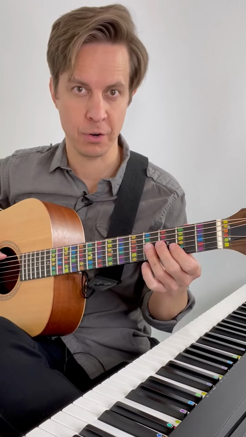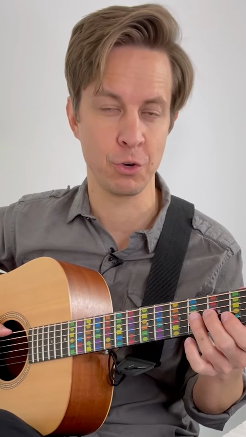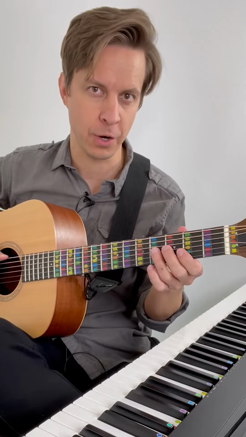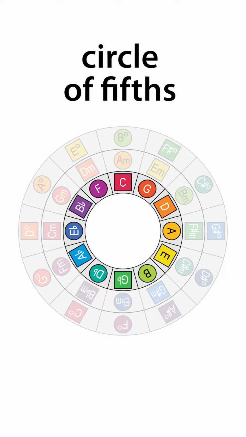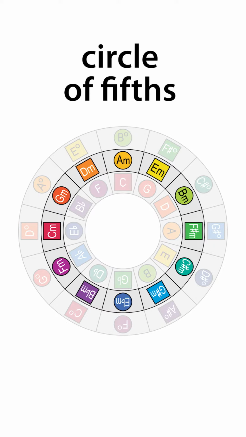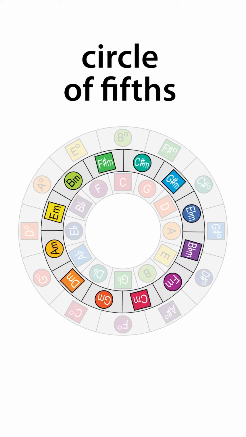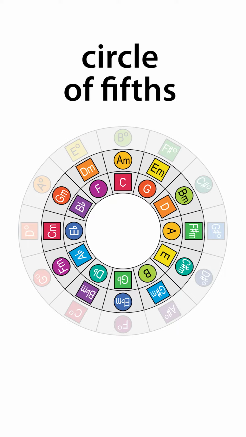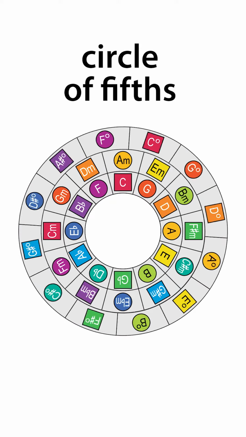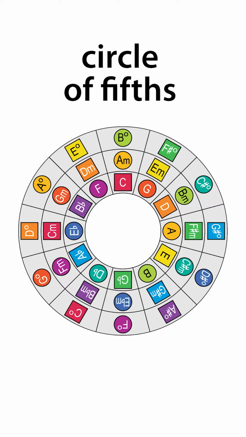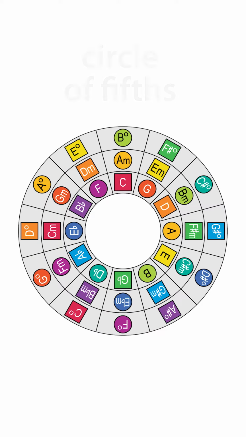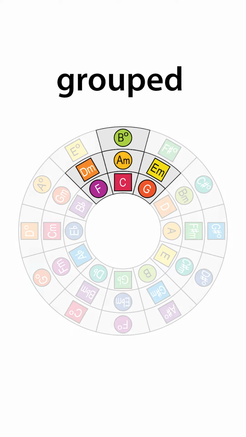All of the best songwriters use the circle of fifths to create compelling chord progressions, and here's how it works. All of the major chords are at the center, then all of the minor chords are positioned around that, with each relative minor aligned with its respective major chord, and then the diminished chords are also aligned with their respective major chords like this. And as a result, all of the chords in each key are grouped, like these in the key of C.